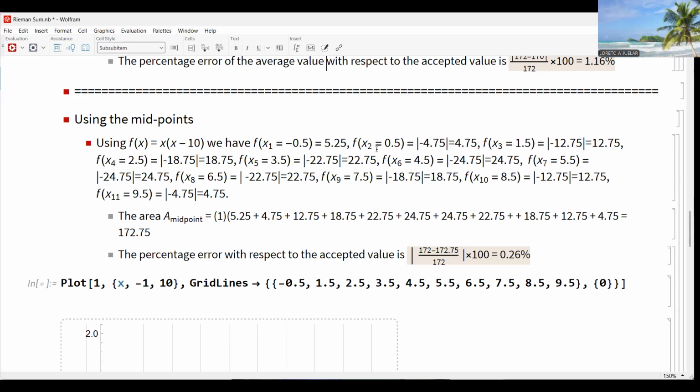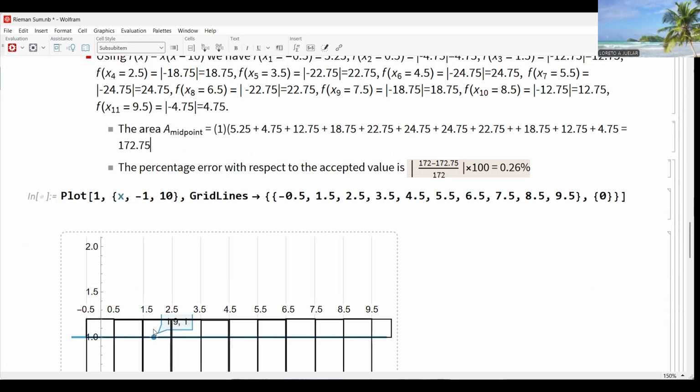Then x sub 2, if x is equal to 0.5, the corresponding answer is negative 4.75, or the absolute value is 4.75. Up to x equal to 9.5, the corresponding value for y is 4.75. So the area using the midpoint is, we have f of x sub 1, x sub 2 here, and the corresponding value for y here is this one.